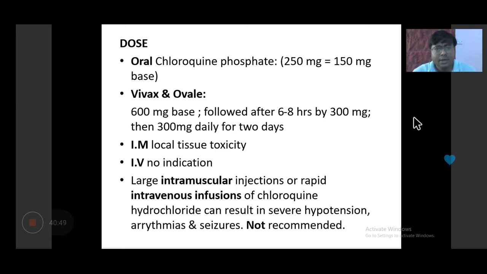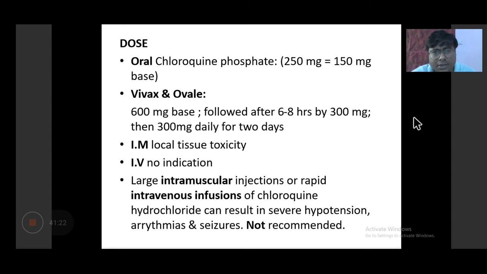the duration as well. So the dose of oral chloroquine phosphate is, the salt of 250 mg contains 150 mg base. It means the 250 mg tablets that you will find in the market contain 150 mg base of chloroquine, and we always calculate the dose on the basis of base, what base is there, not on the basis of the salt. So for Vivax and Ovale, 600 mg base.